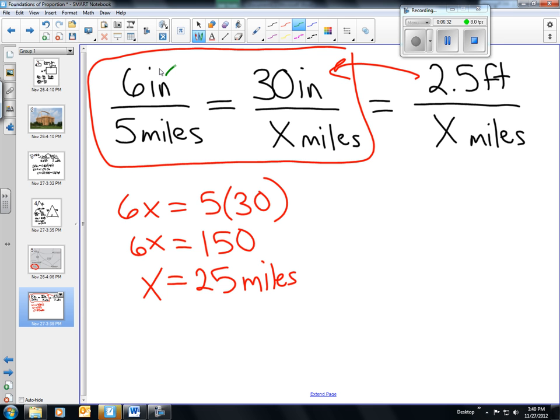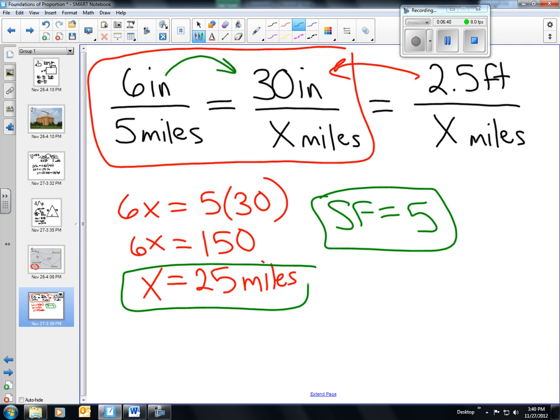If you use the scale factor method, you're going to say, what number times 6 gives me 30? And you'll find out that the scale factor here is, in fact, 5. So 2 ways you can get the same thing and give you the 25 miles. So using that scale factor, you would say the scale factor of 5 times the 5 miles would give you the 25 miles there.